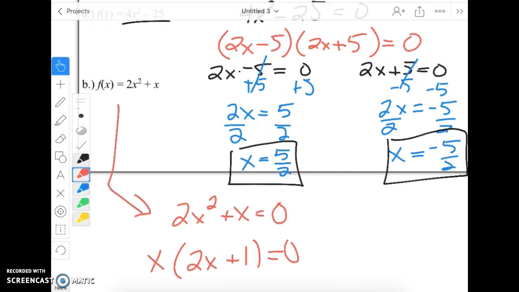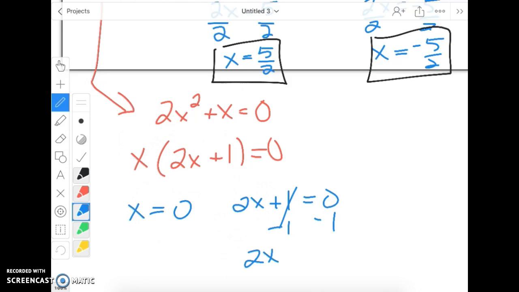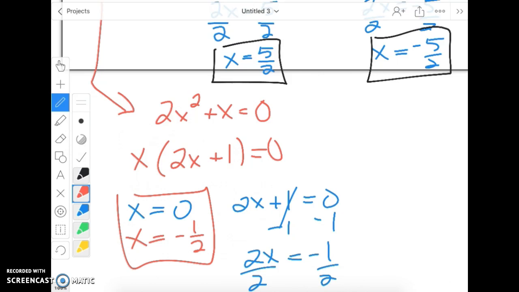So again, we would set both of these things equal to 0. I would set x equals 0, and then I would say 2x plus 1 equals 0. So over here, I will subtract 1. 2x equals negative 1, and divide by 2. So my second zero here is negative 1/2. Okay, so different ways of factoring different looking functions.